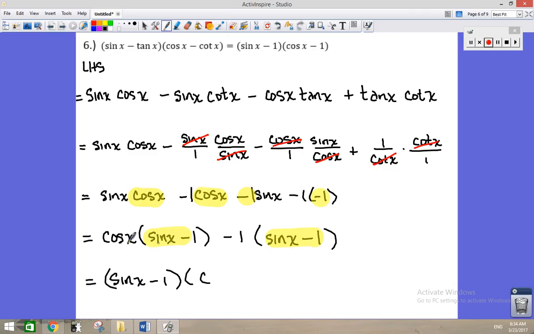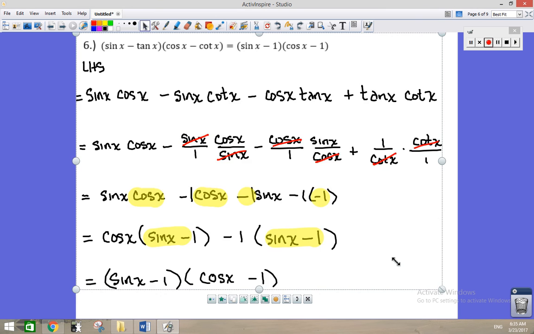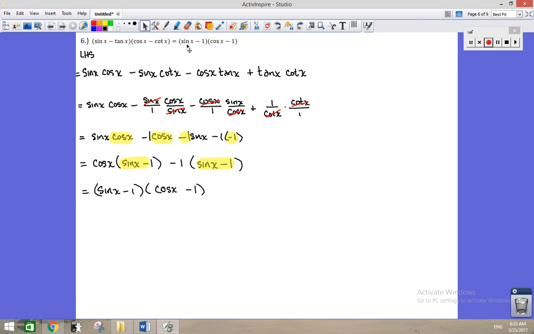And that's factored out, and what I have left in the first term is cosine of x minus 1. And that's the right-hand side, so we're done. Now, I just thought of something. I have seen students also do this factor by grouping in the form of a table, so maybe I should have illustrated that. Let's go back here right now and look at this.